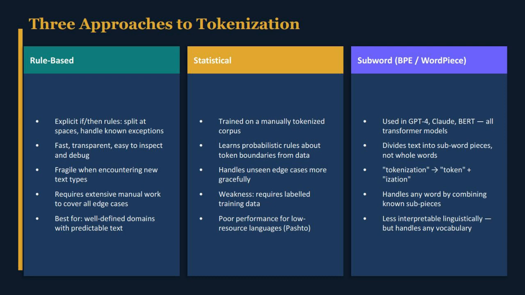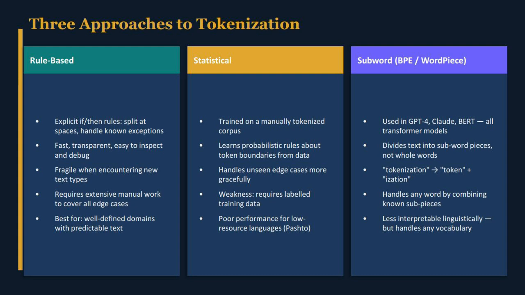The second approach, statistical tokenization. A statistical tokenizer is trained on a manually tokenized corpus. It learns probabilistic rules about which character sequences tend to be token boundaries. Its weakness is that it requires training data, and for a low-resource language like Pashto, sufficient training data may not exist.